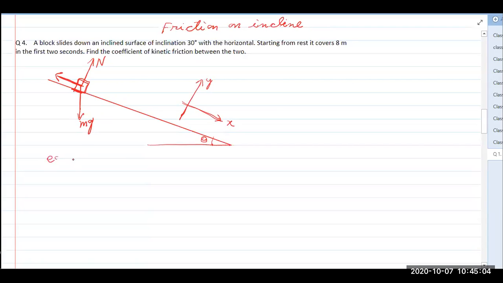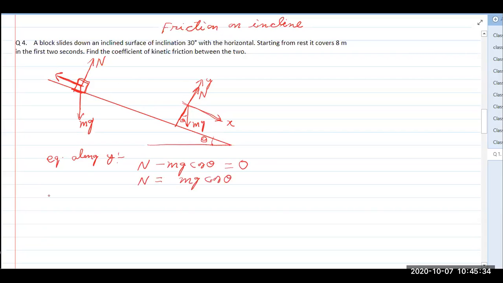Equation along y: we know how to split the different vectors. This is mg. Along y, the component of mg will be mg cos theta, and on the upper side is normal. So normal minus mg cos theta is 0, because in the y direction the object is not moving. So N will be mg cos theta.